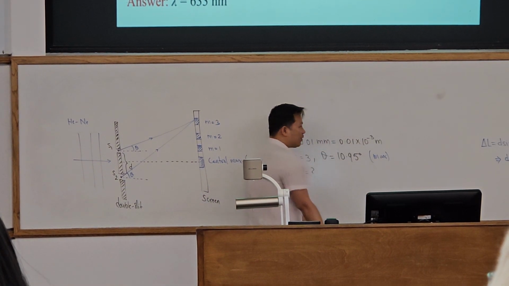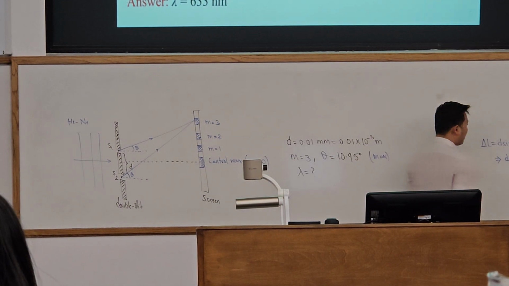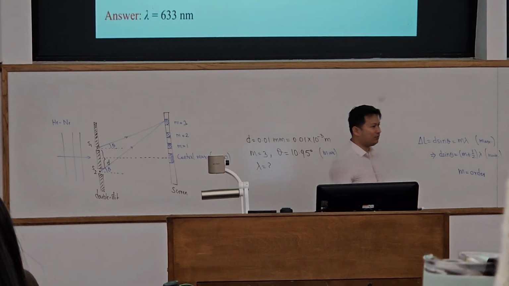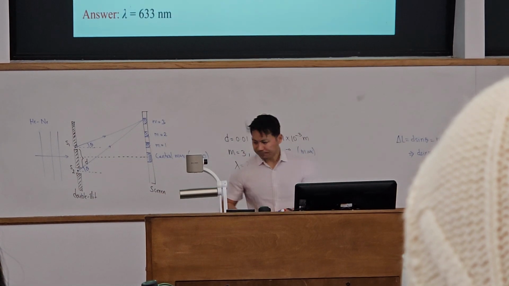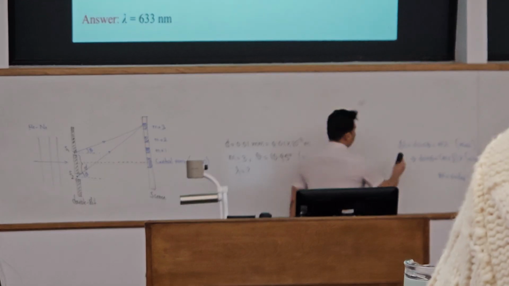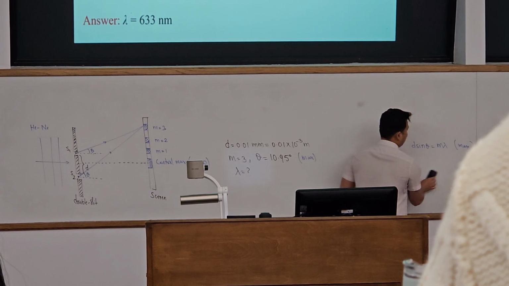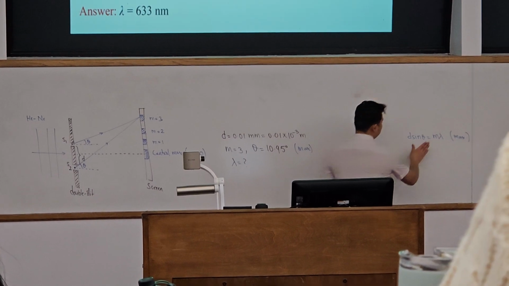And as I told you, you have a 1 or 2 formula. d sin theta equals m lambda for maxima. d sin theta equals (m plus 1/2) lambda for minima. It's very simple because you can use this formula. Just for simplicity, I use this one. We are talking about the maxima, so I just use this formula.